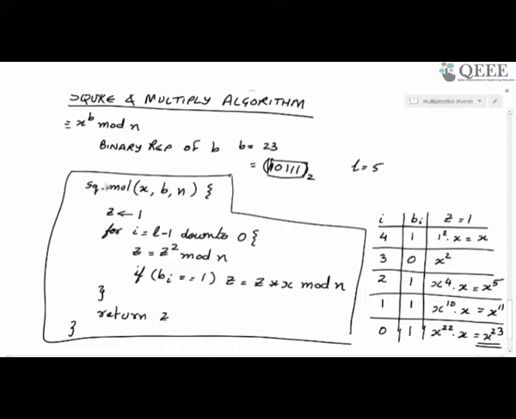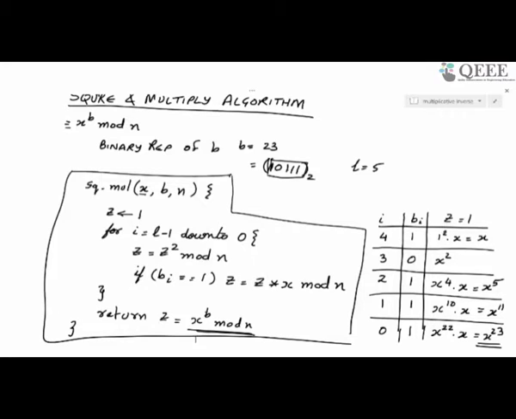So you see that after running through this particular square and multiply algorithm, for an input x, you get an output z, which is x to the power of b mod n, and you see that this running time is just as long as the length of the exponent b, and it's much more feasible to do.